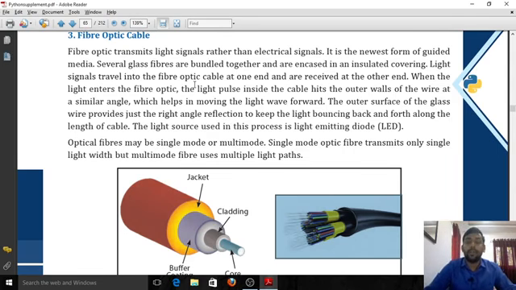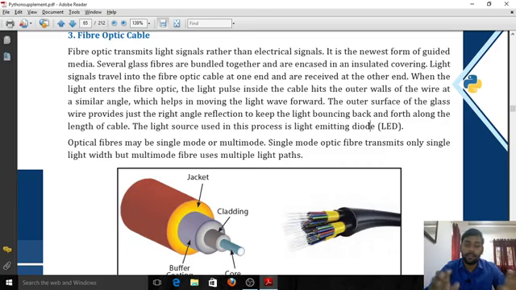Several glass fibers are bundled together and encased in an insulated covering. Light signals travel into the fiber optic cable at one end and are received at the other end. When the light enters the fiber optic, the light pulses inside the cable hit the outer wall of the wire at a similar angle. The light source used in this process is the light emitting diode, LED.